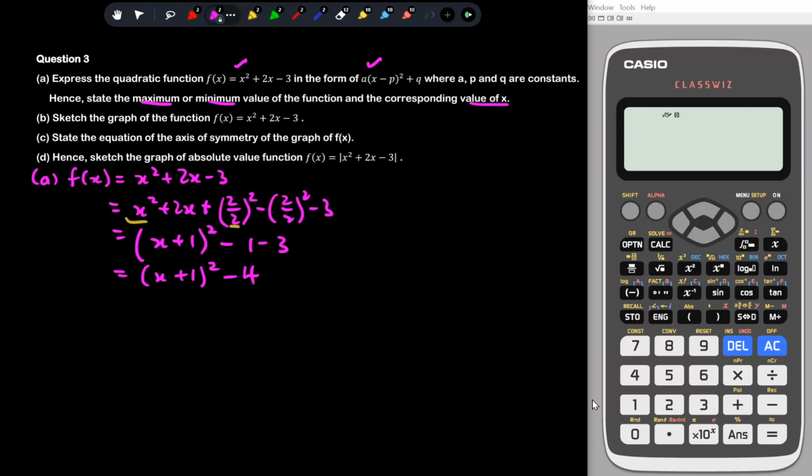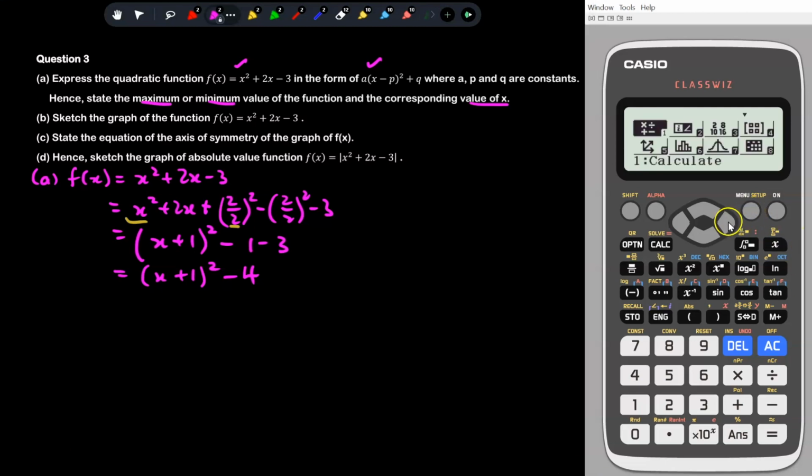Okay, so now we're going to double check our answer using the Casio calculator. Go to menu and then press right until we see equation. Go alpha and then press the negative button, which is for A. This is a polynomial, press 2, and then the degree is 2 because the highest power is 2. Now we sub in the A, B, C. Our A is 1, our B is 2, and C is negative 3. So our roots are 1 and negative 3.